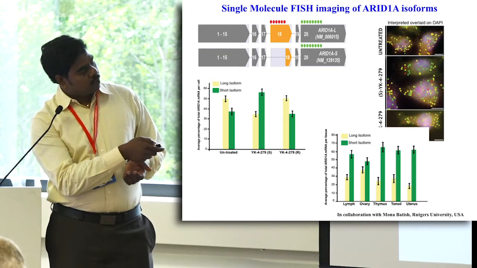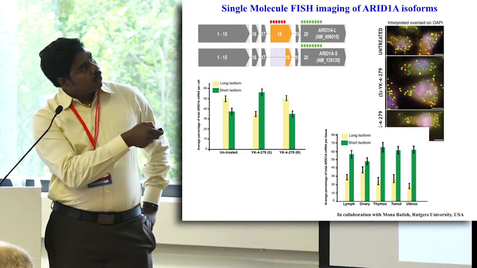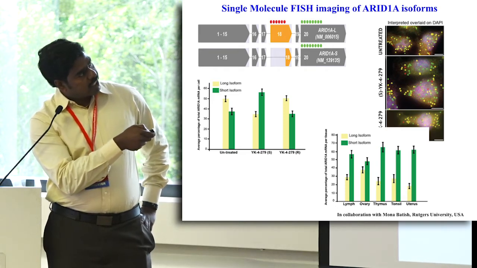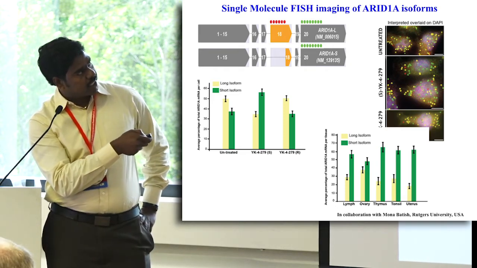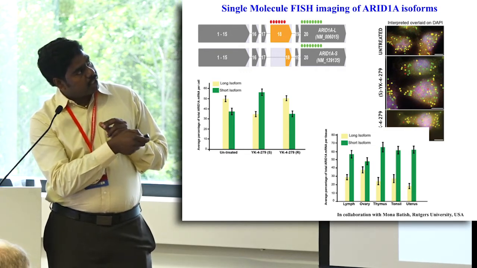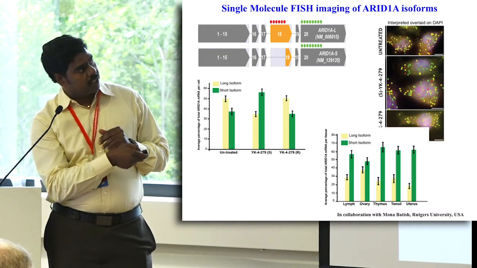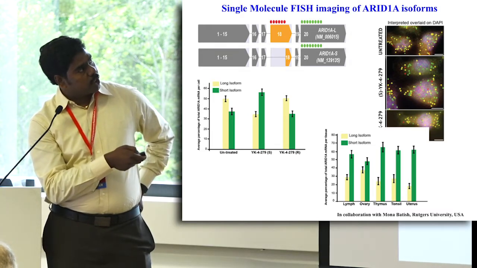short isoform. So the way we designed the experiment is, we put the red probes in the exon 18 region, the N-terminal portion of exon 18, which is unique to the long isoform. And then we put a series of green probes on the common region between the long and short isoforms, on exon 20.